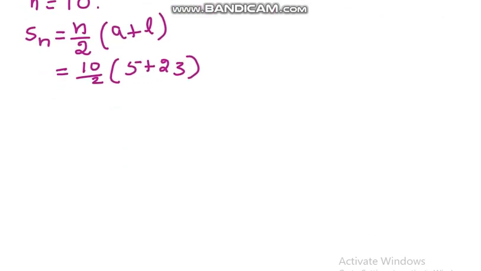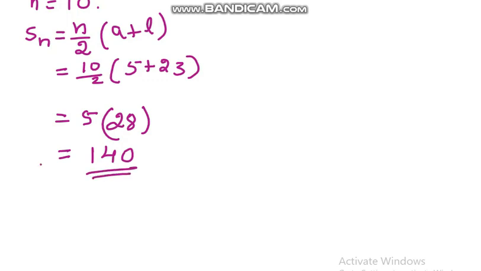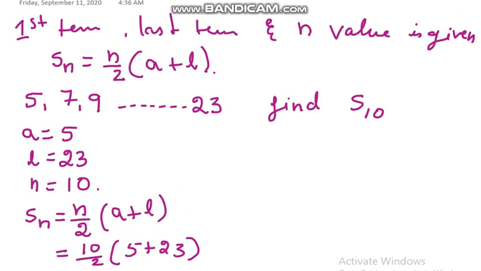Simplify this. 10 by 2 is 5. 5 plus 23 is 28. Multiply this one. 5 into 28 is 140. Therefore, S10 is equal to 140. This is the Sn formula to find the sum of n terms when the first term, last term and n value are given.